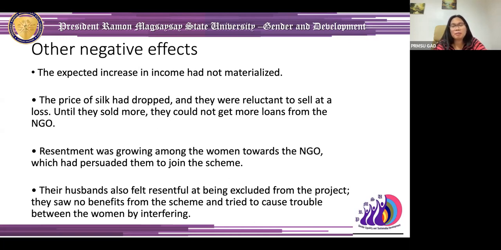Resentment was growing. So among the mga lalaki or sa mga asawa nila, resentment was growing. And then their husbands also felt resentful at being excluded from the project kasi di ba very minimal na yung binigay sa kanila task for the project. Kaya siguro naging ganun din yung feeling nila. And they saw no benefits from the scheme and tried to cause trouble between the women by interfering.